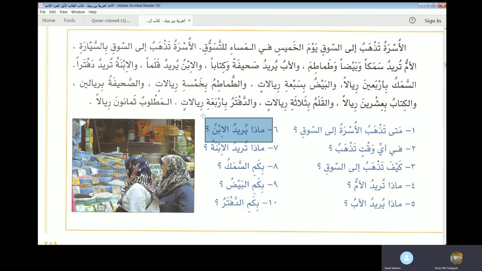Okay. Madha taridu, yuridu. Now, ماذا يريد الابن؟ ابن يريد كلما. Okay. ماذا تريد الابنات؟ ابنات تريد دفترا. Okay.